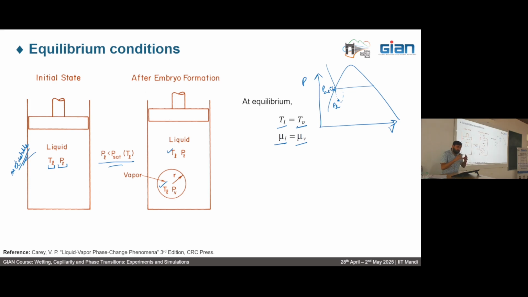But now we have a bubble, so it means that the pressures cannot be equal because of the excess pressure, because of the curvature. So we'll have an excess pressure, and that we can write as PVE minus PL is equal to 2 sigma by RE. Here sigma is the surface tension and this RE is the equilibrium radius.